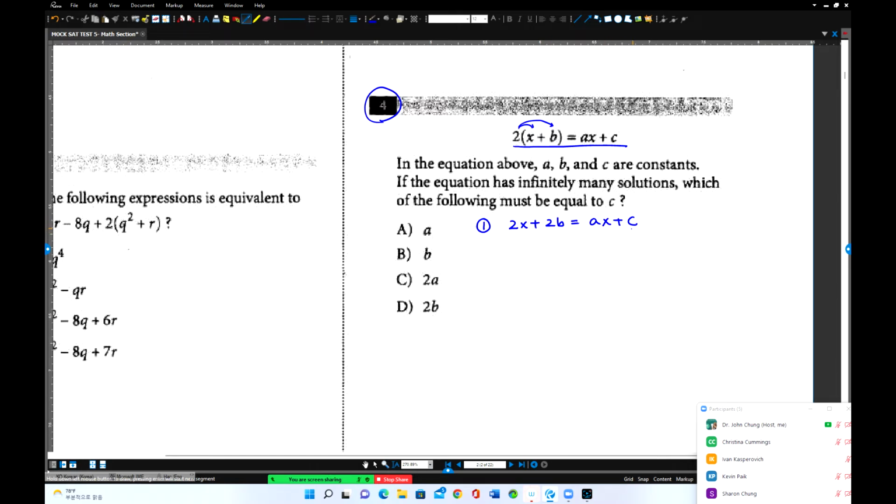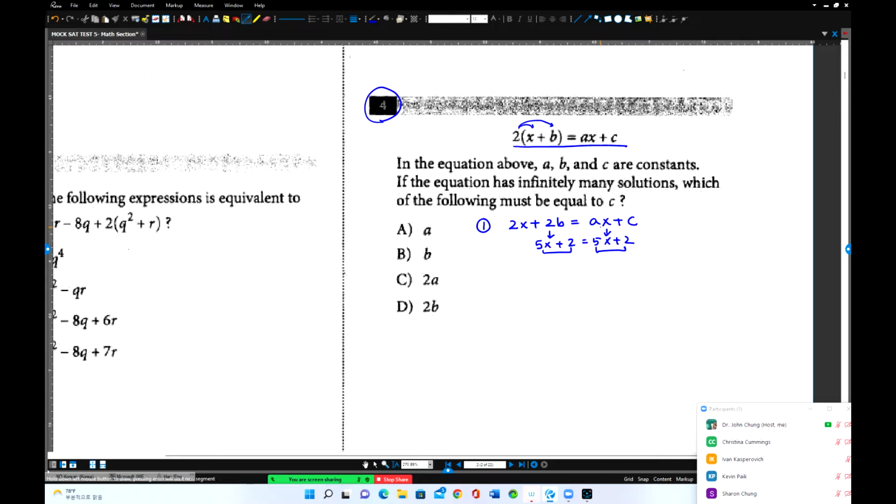The left hand side and right hand side are the same expressions. They have infinite solutions. For example, 5x plus 2 equals 5x plus 2. That's right. You can put in any value of x. They are always true, because these two expressions are the same. Same expressions, then they have infinitely many solutions. You can use this property.